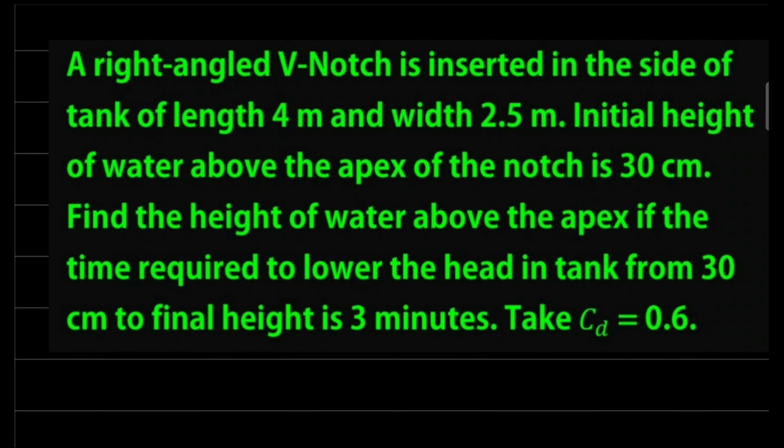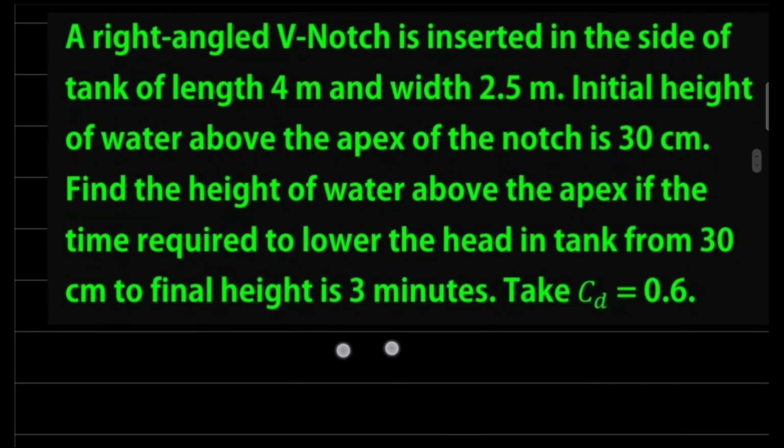That says that a right angle V notch is inserted in the side of a tank of length 4 meter and width 2.5 meter. Initial height of water above the apex of the notch is 30 centimeter. Then it is asked to find the height of the water above the apex if the time required to lower the head in the tank from 30 centimeter to final height is 3 minutes. We have to take the CD value as equal to 0.6.